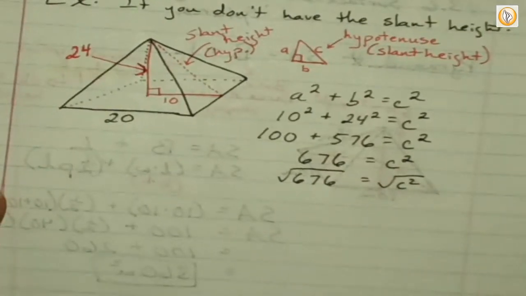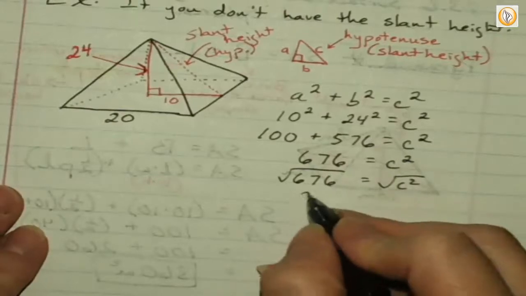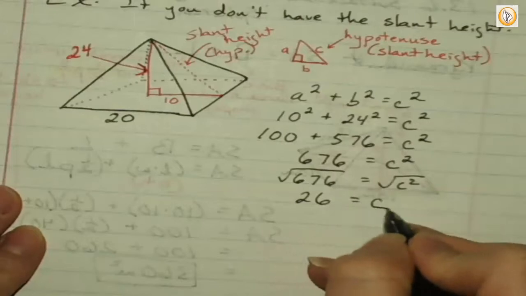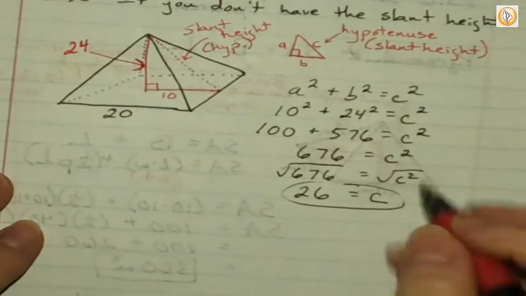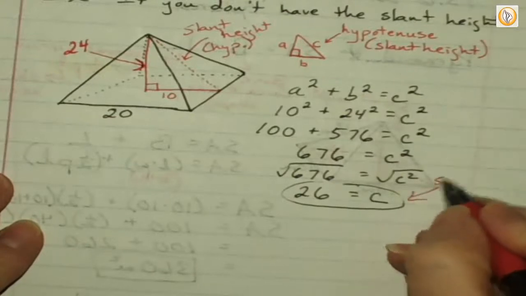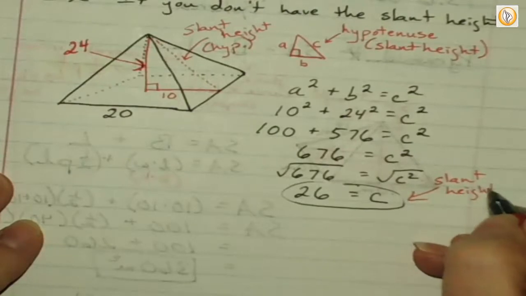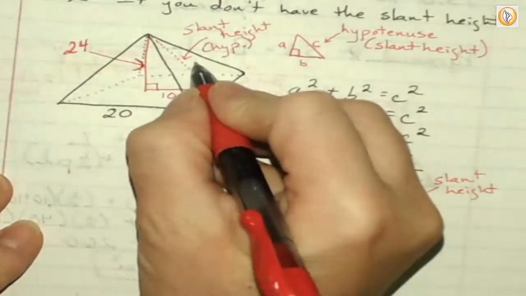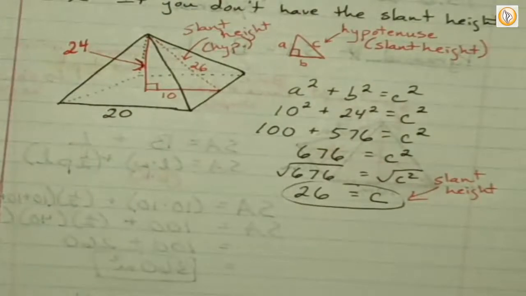And just so y'all know, this is a perfect square, and it equals 26. So then our slant height is 26. So then this is 26. Before I move on, does everyone see how we got our slant height?